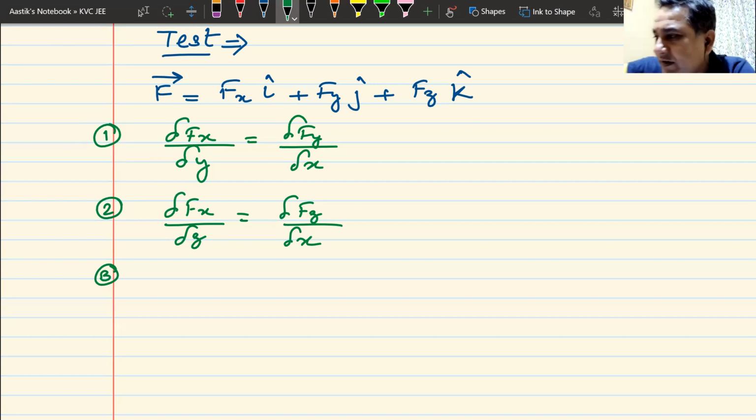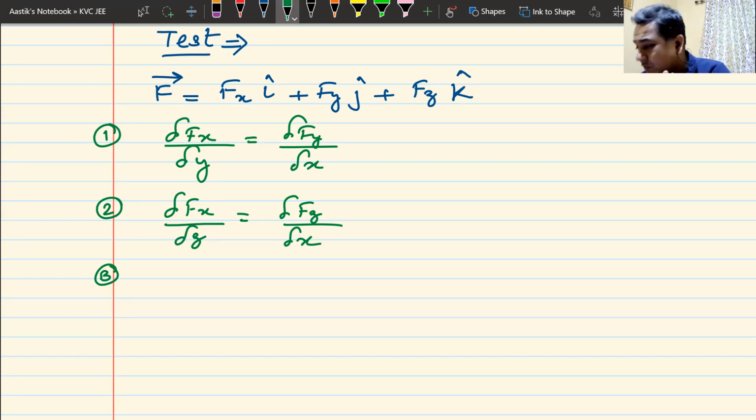I don't see anyone in the online class, so everyone in the offline class, I hope you have a mic which is lying somewhere. Can you tell me what would be the third condition? Those three conditions, if they are met together, all three conditions must be valid at the same time. Then I can say the force is conservative.